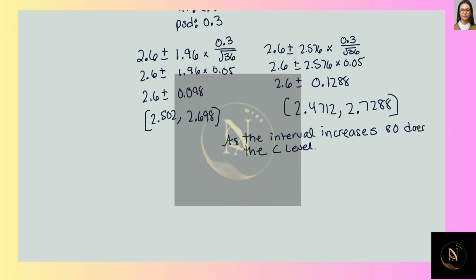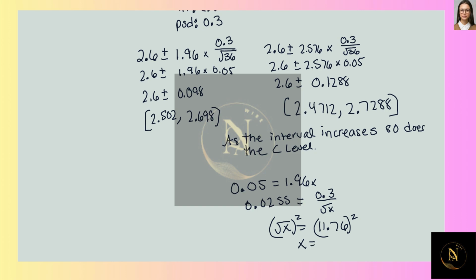Then it says, how large of a sample is required if we want to be 95% confident that our estimate of the population mean is off by less than 0.05? So 0.05 equals 1.96 times x. So 0.05 divided by 1.96, and so that is 0.0255, equals 0.3 divided by the square root of x. So that's 0.3 divided by 0.0255. So the square root of x equals 11.76, and then squared. So x equals 138.4, which is 139, is the sample size.